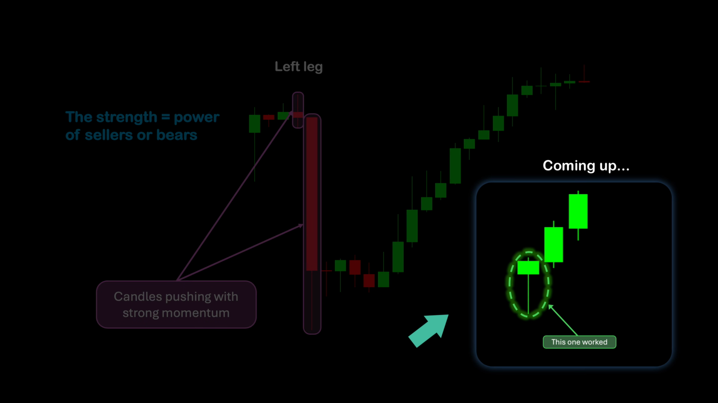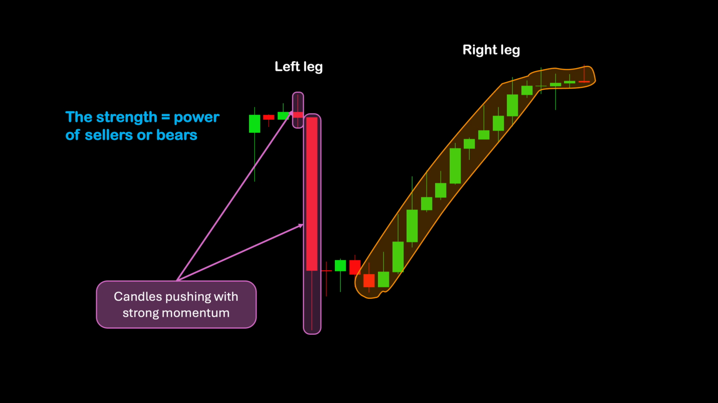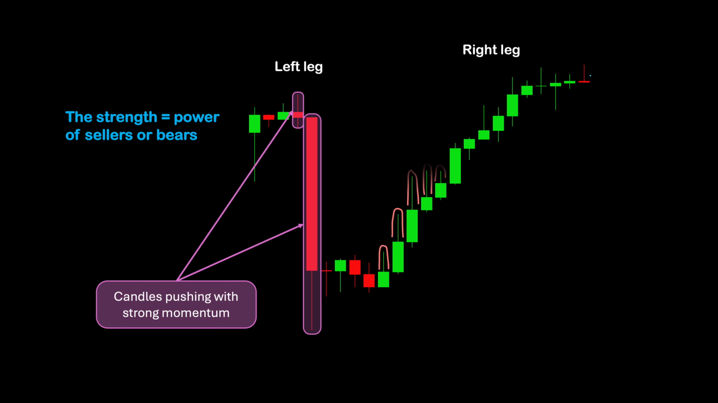Now let's look into the right leg. If you look at the right leg candlesticks, they look struggling compared to the left leg. There is a lot of wicks at the top of the candles, which symbolizes the weakness of buyers or bulls.